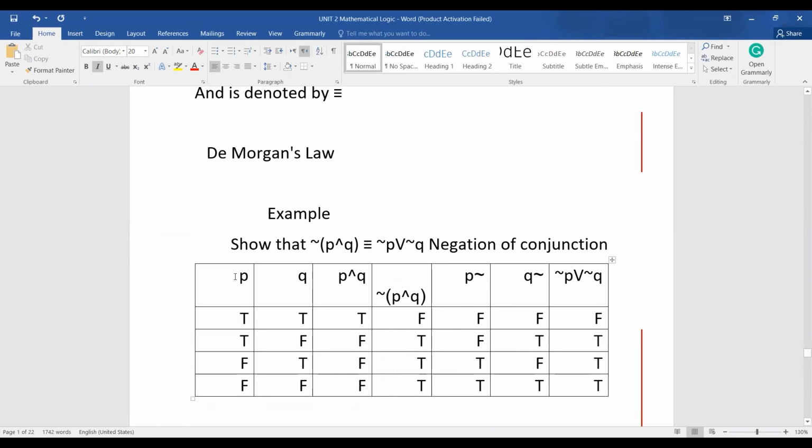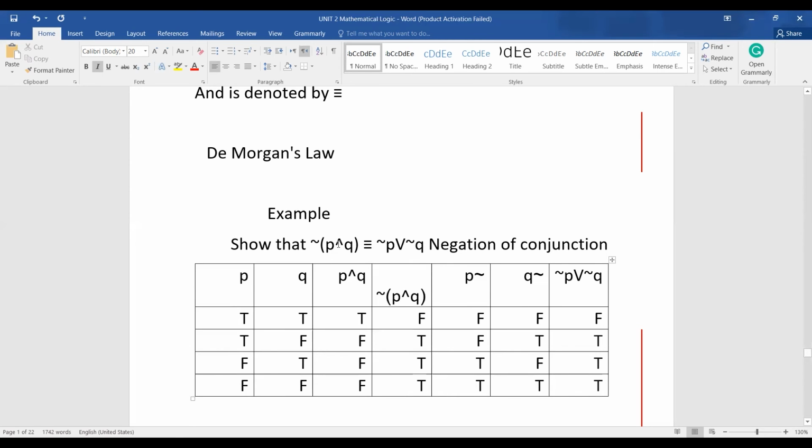First, we're going to write P alone and Q, and we'll write the possible values for P and Q. It could be both true. One could be true, the other could be false. One could be false, the other could be true, or both of them could be false. We got P and Q.